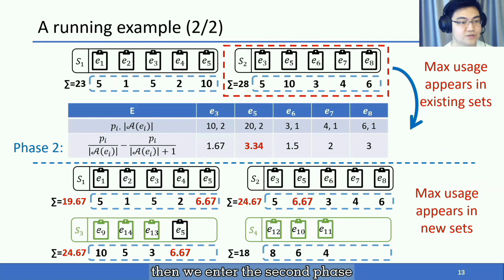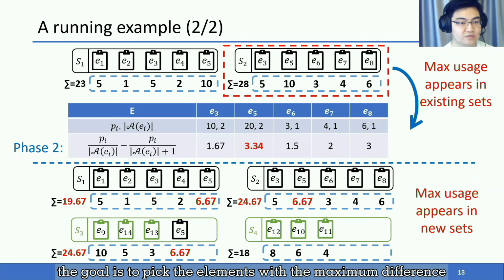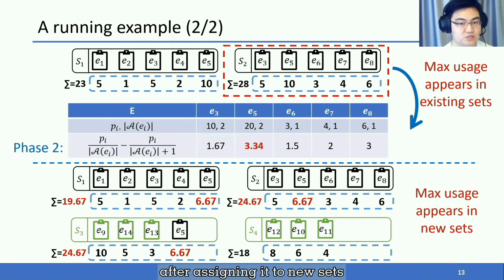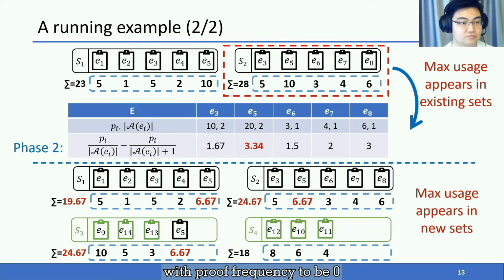Then we enter the second phase. We first compute the table for each element in S2 based on their total proof frequency and the number of assigned sets. The goal is to pick the element with the maximum difference after assigning it to new sets. Here it should be element 5. Then we assign 5 to the new set with the minimum current usage, which is S3. After doing so, we observe that the maximum usage appears in new sets, and we stop the algorithm. For the empty space in new sets, we fill it with dummy elements with proof frequency 0.